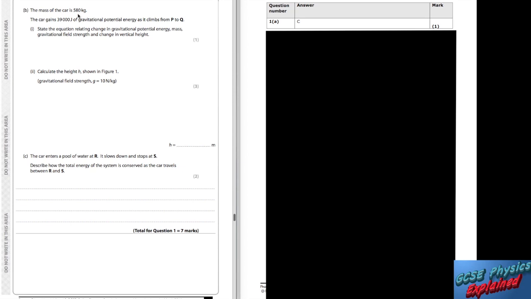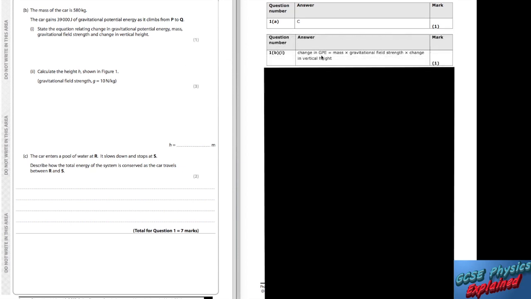The mass of the car is 580 kilograms. The car gains 39,000 joules of gravitational potential energy as it climbs from P to Q. State the equation relating change in gravitational potential energy, mass, gravitational field strength, and the change in vertical height. Well, the change in the gravitational potential energy equals mass times gravitational field strength times change in vertical height. The equation's always the same.